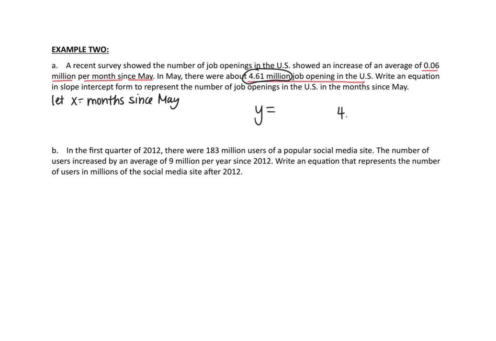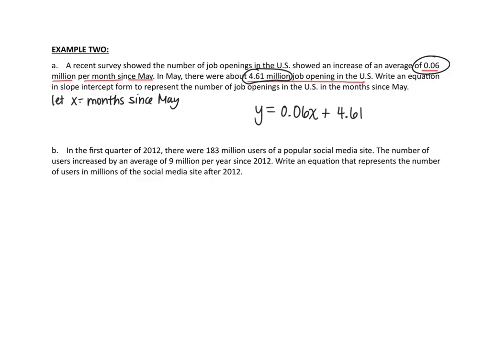So I'm going to put that in the back, 4.61, and this is in millions. That's what it started with. And then every month, it's averaging 0.06 million per month. So I'm going to do 0.06 per month. Well, X is the number of months, so I'm going to do times X, and then plus that 4.61 that it already started with. So here's my equation in slope-intercept form.